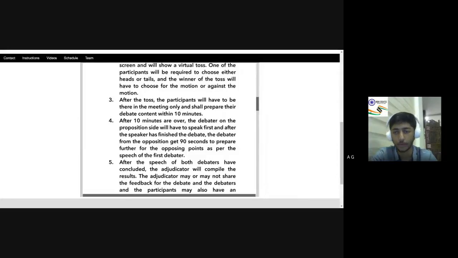So let's say speaker A is proposing the motion, so he'll be going for the motion, saying his points, and let's say his points are over now. After, say, 3 minutes he has spoken, there will be 90 seconds. In those 90 seconds, the opposing participant may reframe his or her speech, if he wants to rebut directly or indirectly any point of the person who went for the motion, and in those 90 seconds he may do that.